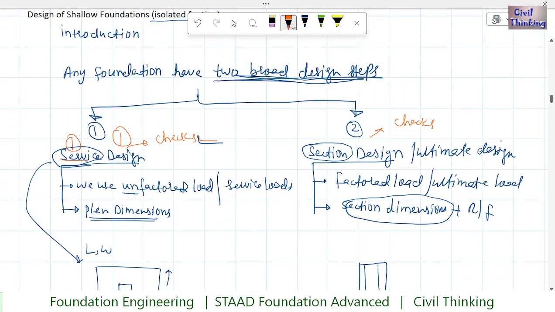Step 1 is service design, and step 2 is what? Section design. Okay, so we saw all the checks in the service design. Let us move to all the checks in the section design. But keep in mind, what loads do we use here? We use factored loads. So we multiply the P plus PA with some factors, and then we use those loads. Okay, so let us move on to the section design.